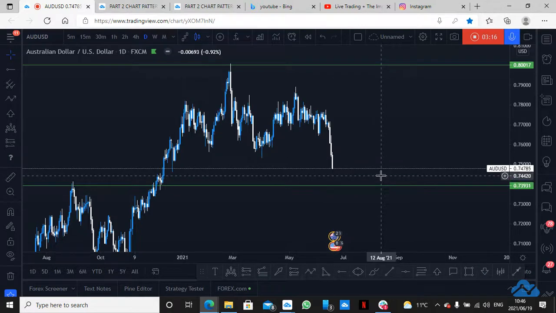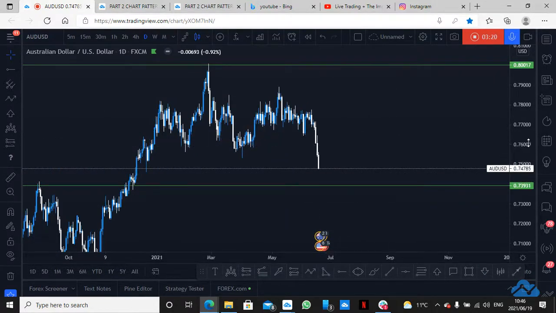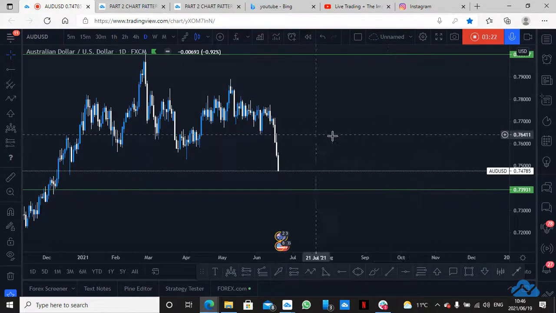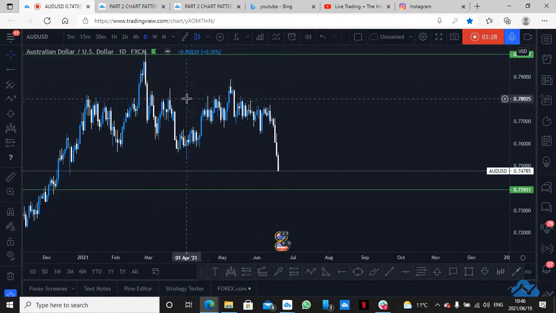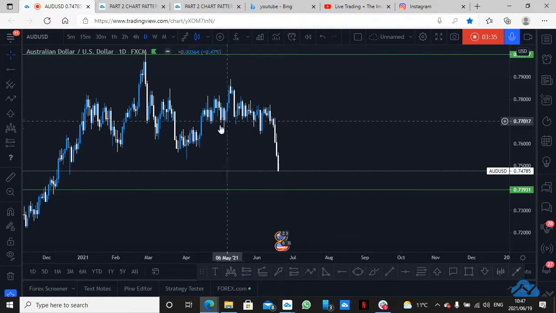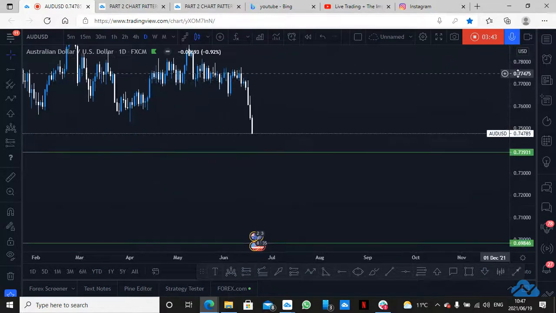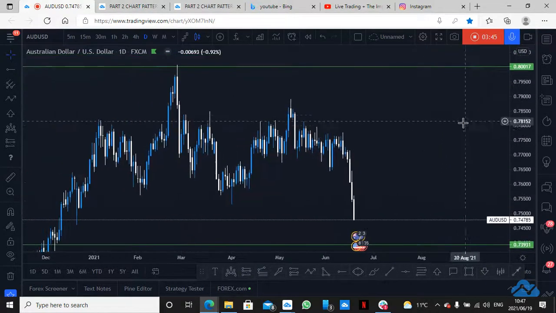It was a massive move actually, and sadly enough, I didn't get involved in this move. I was busy on another pair, and at some point when we go down to the 4 hour and 1 hour, I'll show you guys where I actually took a buy position on Aussie dollar and the trade turned into a loss. But yeah, there are a lot of things here we could have looked for.